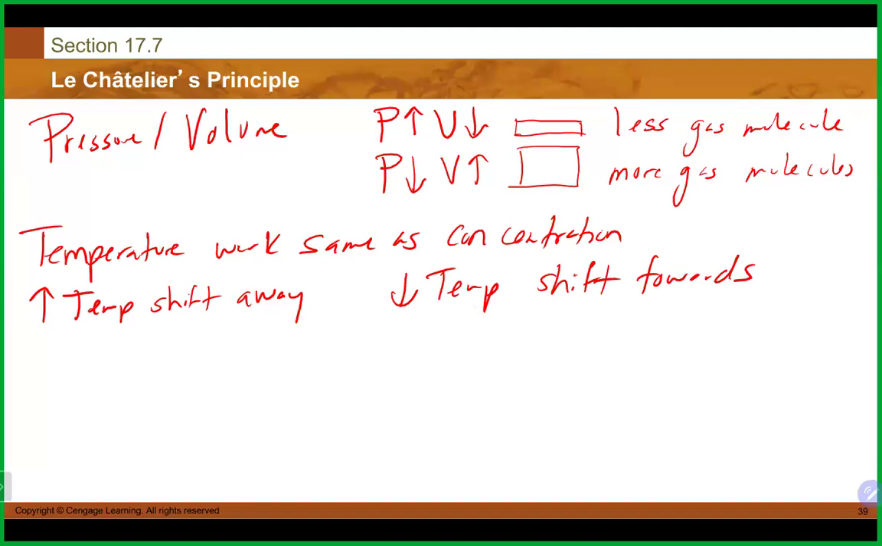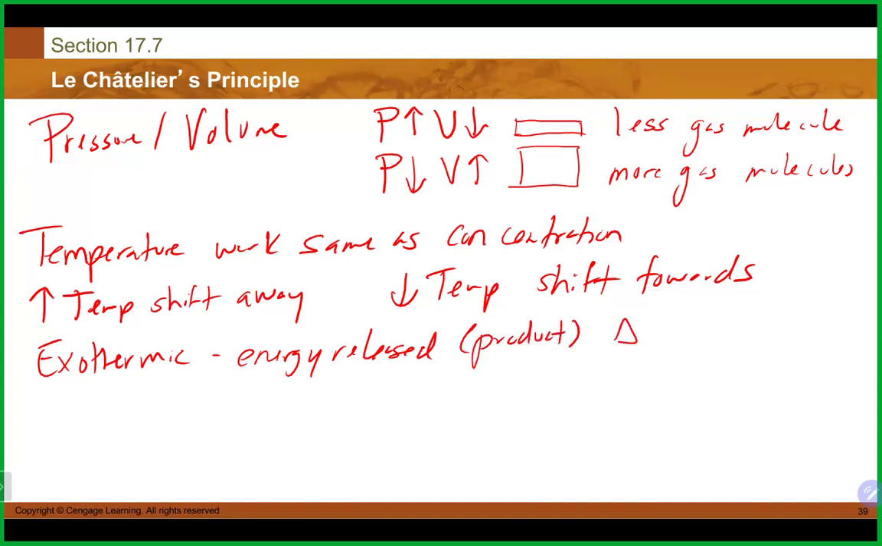So if we have an exothermic reaction, energy is released, and we think of temperature or energy as a product in this case. Remember, our delta H would be negative in this case. So you would have something like this. We would think of heat and energy as a product.